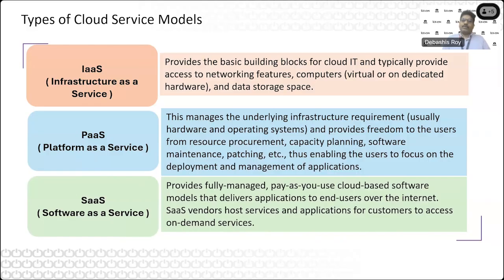As I was talking about the types of cloud service models, infrastructure as a service provides cloud IT and access to network features, computers, virtual or dedicated hardware, and data storage. Platform as a service handles the underlying details, the hardware and the operating systems, freeing users from resource procurement, capacity planning, and maintenance. So you can focus on the deployment and management of the application and the software without thinking about the platform, the hardware, the compatibility, all these things.